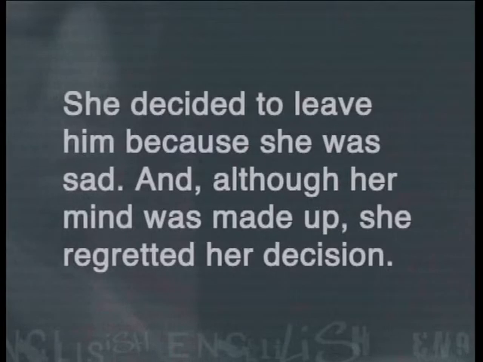If this were a piece of your work, fixing up these errors would make your reader's understanding of what you've written so much clearer. As well as that, you're going to get more marks for that sort of thing in a written exercise at school. So our corrected version should look like this. She decided to leave him, and no comma, because she was sad. We've lost the exclamation mark. And, comma, although her mind was made up, comma, she regretted her decision, and the question mark has been omitted.